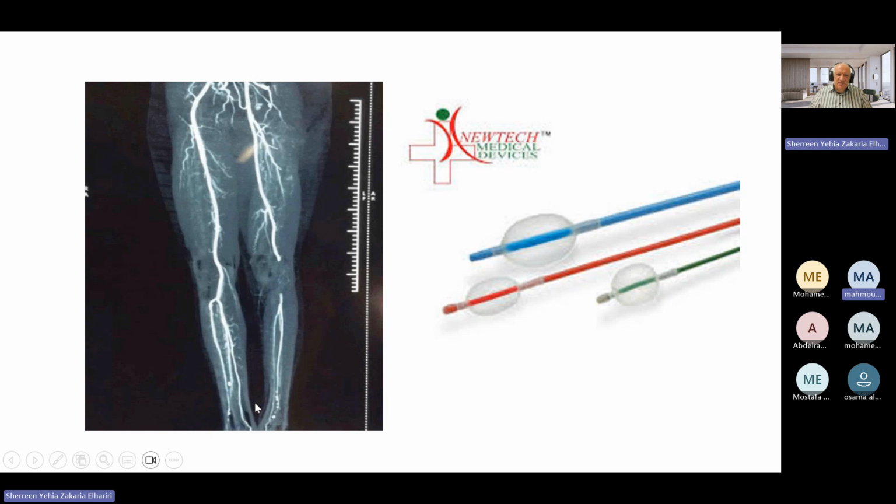What is the cause of that? Maybe collaterals. Maybe the collateral is good. You can see the collateral. You can see the lower limb blood flow is good. Yes. Okay, this is a good sign. But what will we do for this area, for this embolus in the end of femoral or beginning of popliteal?